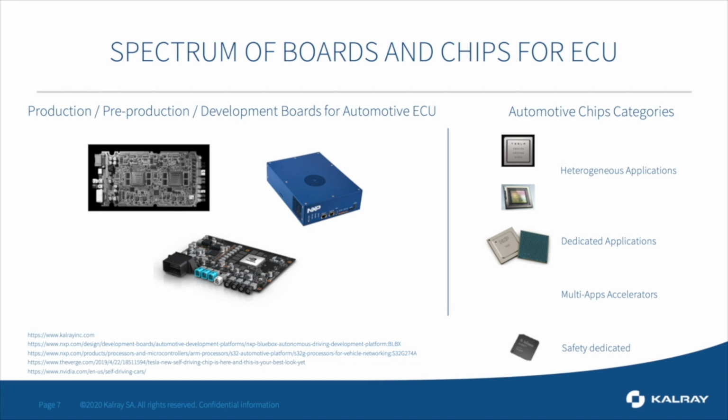how we can welcome more and more software within that. The automotive chip categories I'm talking about here are these types of chips from Tesla, from NVIDIA, dedicated chips from other vendors, a multi-application accelerator such as the MPPA from Kalray, and safety dedicated chips from Infineon, for instance. This is what we see today and what people are developing on for ADAS and AD functions.